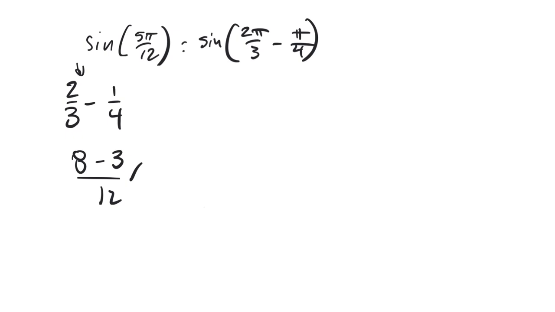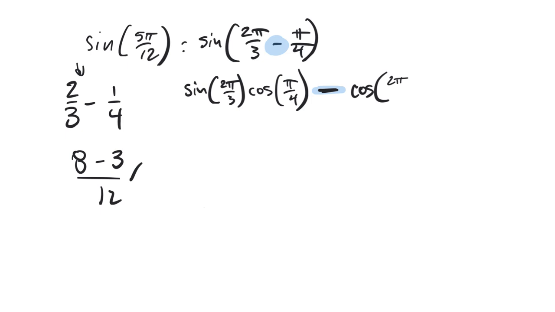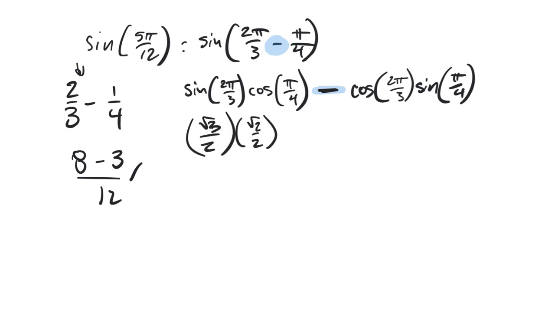So let's rewrite this using our identity. So it's sine of the first angle times cosine of the second angle. And remember, the minus part comes in right here, in between the two terms. And I have cosine of the first angle times sine of the second angle. And these are all angles that I have memorized in the unit circle. You should too. Sine of 2 pi over 3 is radical 3 over 2. Cosine of pi over 4 is radical 2 over 2. Subtract cosine of 2 pi over 3 is 1/2. And sine of pi over 4 is radical 2 over 2.